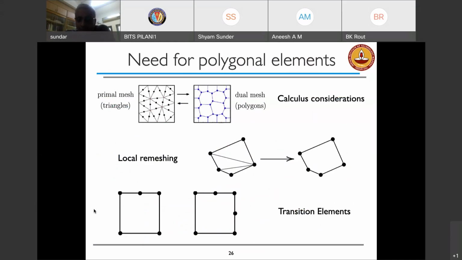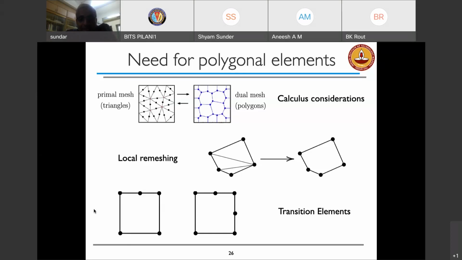One of the ways by which you can generate a triangular mesh is to do what is called a Voronoi tessellation, where you divide the domain into regions of polygons, and then by connecting the centers of the polygons, we get the triangular mesh. So that is a two-step process to get a conforming mesh to be used within the finite element method. The question people ask is, can we stop at the point where we generate these polygons? Can I use the polygon as an element itself? That's from the calculus consideration.